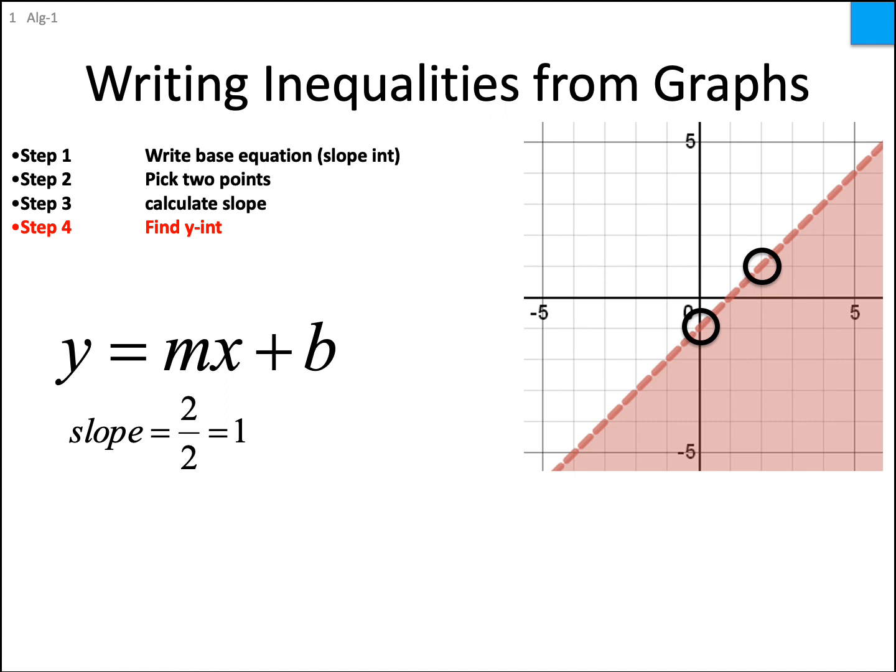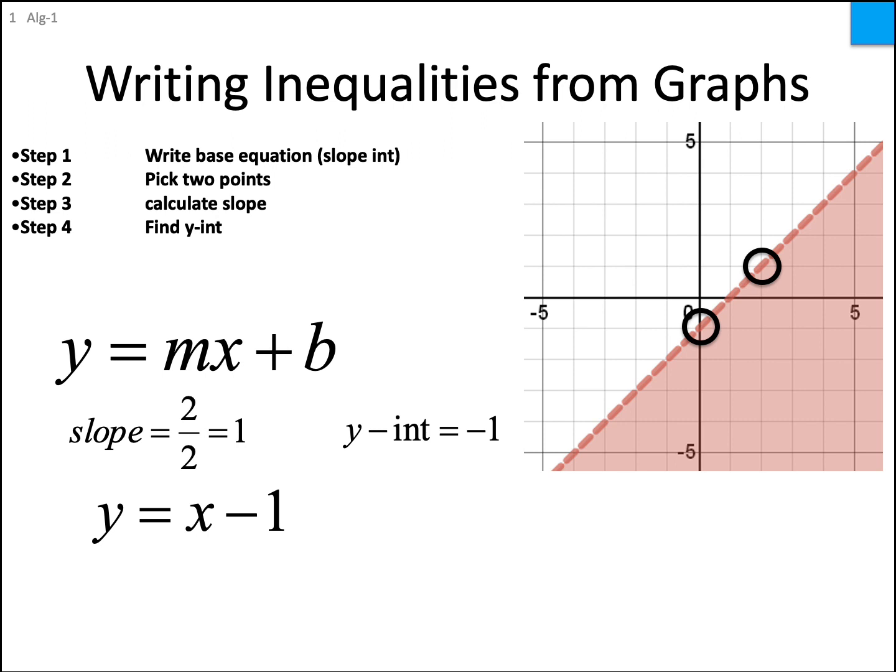The reason why I always say have one of your two lattice points be the y-intercept is because that's literally going to be the next step. So let's see if I can do it right this time. The y-intercept is going to be negative 1. All right, there we go. So a slope of 1, a y-intercept of negative 1. That would be y is equal to x minus 1.